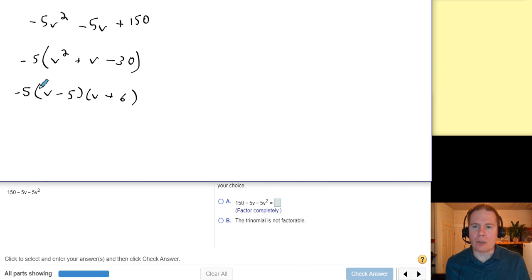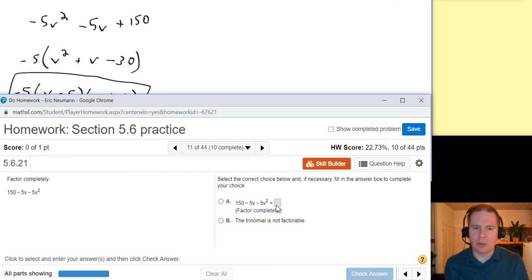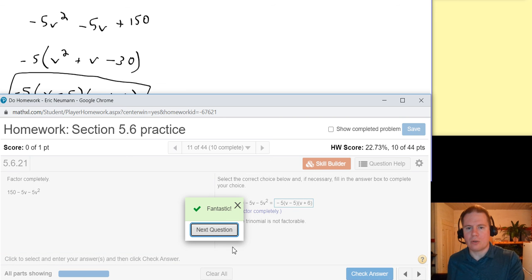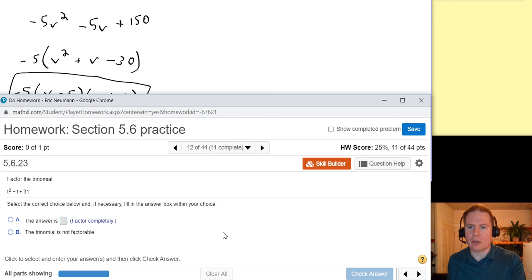Now, outer inner, positive 6v minus 5v. 6 minus 5 is 1. Positive v. There we go. So let's see if I can write it correctly this time. Negative 5 times v minus 5, v plus 6. Okay, get my groove back.